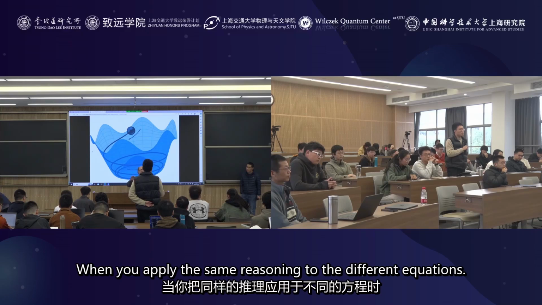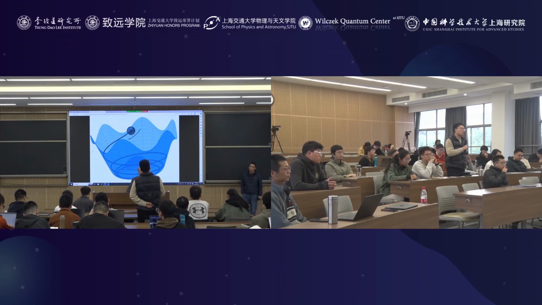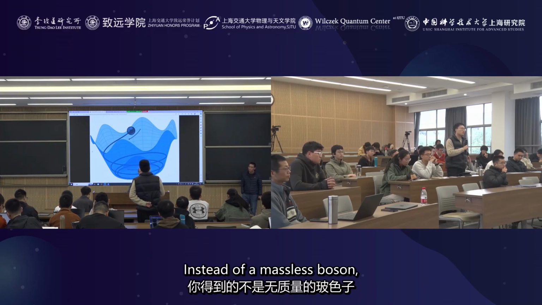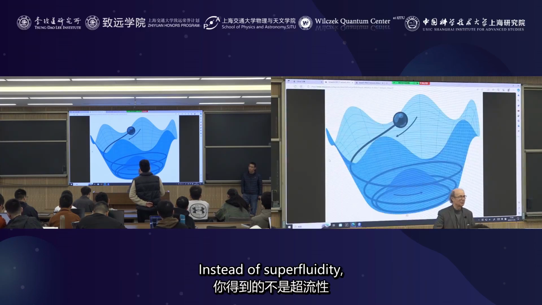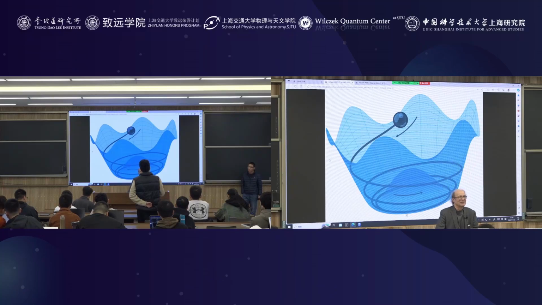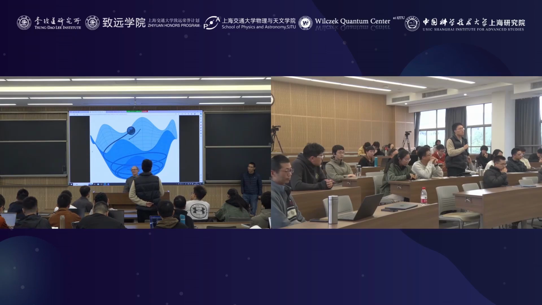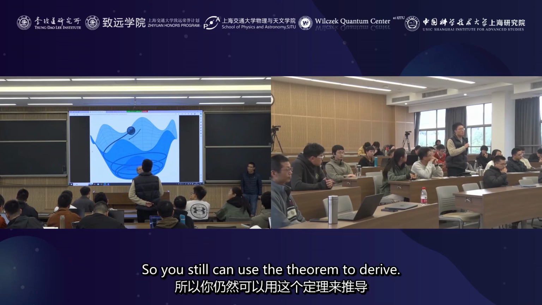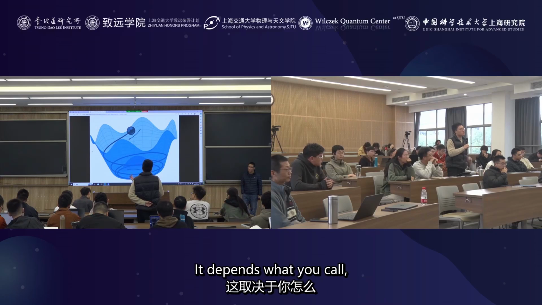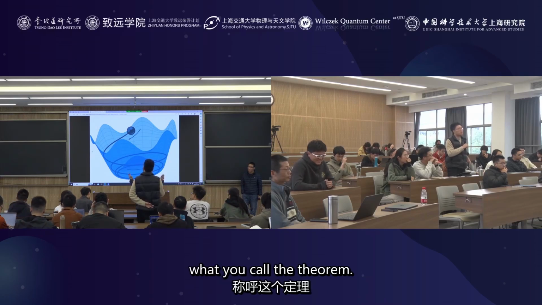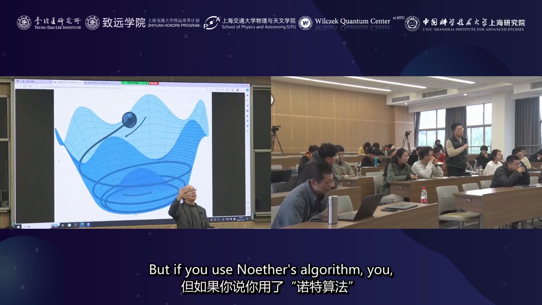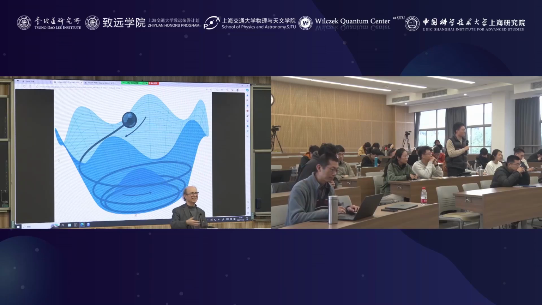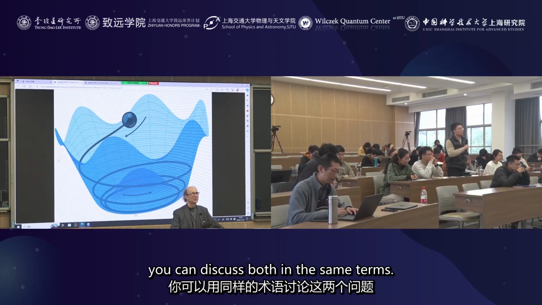But when you apply the same reasoning to the different equations, instead of a massless boson, you get a massive vector particle and superconductivity. Instead of superfluidity, you get superconductivity. But it's really the same thing. So you still can use that theorem to derive. Well, you can use the spirit. I mean, it depends what you call the theorem. But if you use the algorithm, you can discuss both in the same terms.